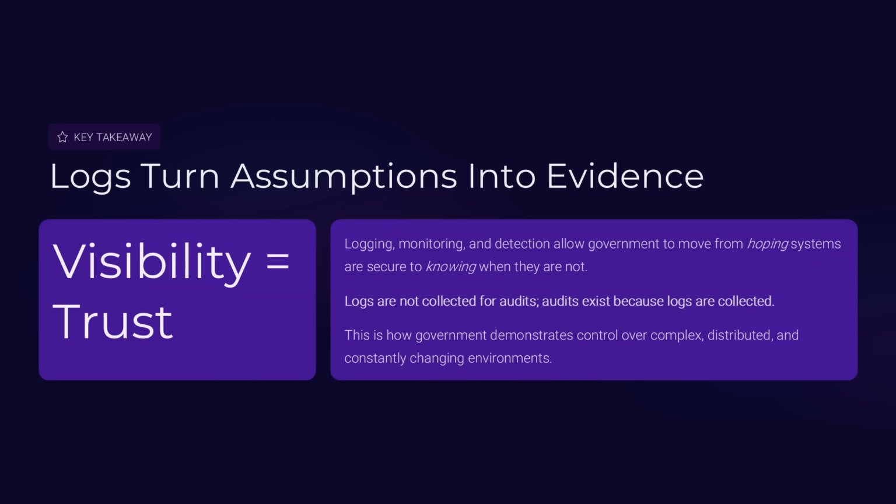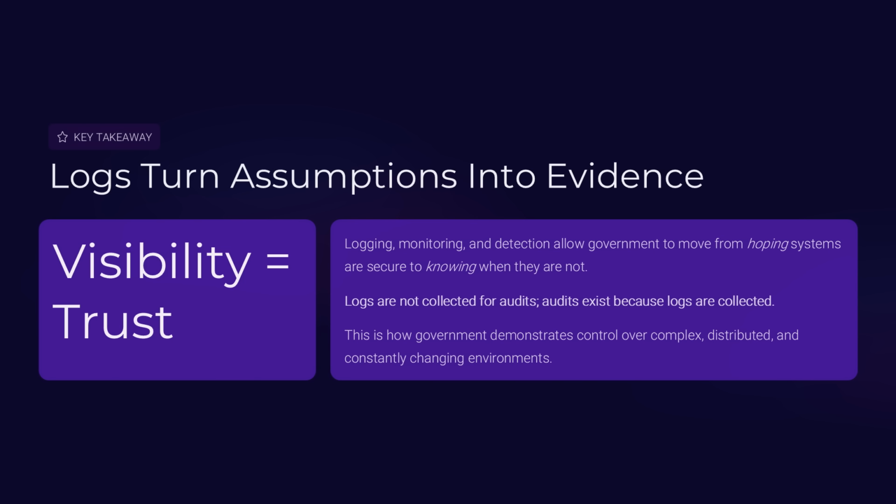The ISM also expects clear ownership of logging and monitoring responsibilities. Systems must have defined logging requirements. Monitoring must be actively managed. Alerts must have owners. Visibility without responsibility is still blindness.